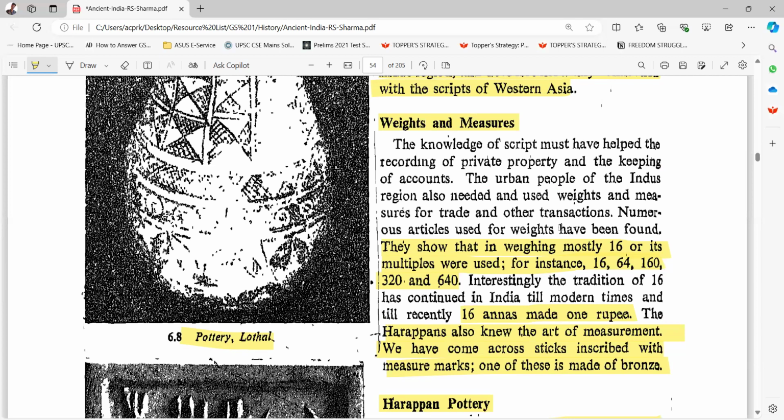Numerous articles used for weights have been found. They show that in weighing mostly 16 or its multiples were used. For instance, 16, 64, 160, 320, and 640. Okay, interestingly, the tradition of 16 has continued in India till modern times, and till recently, 16 annas made 1 rupee. The Harappans also knew the art of measurement. We have come across sticks inscribed with measure marks. One of these is made of bronze.